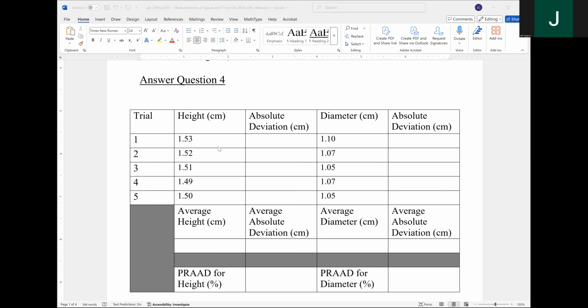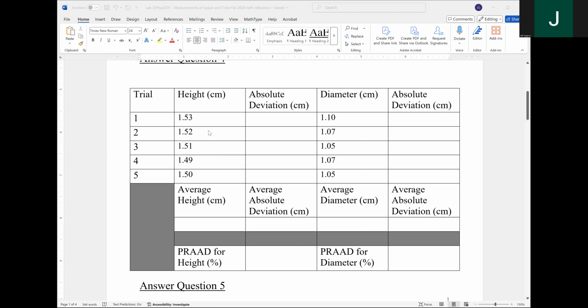Okay, then you're going to take 5 measurements of the height and 5 measurements of the diameter. In this case, I give you those measurements, right? So here are the 5 measurements of height. Let's say we went through the measurement process with the vernier caliper. We got these 5 measurements and these 5 measurements of the diameter.